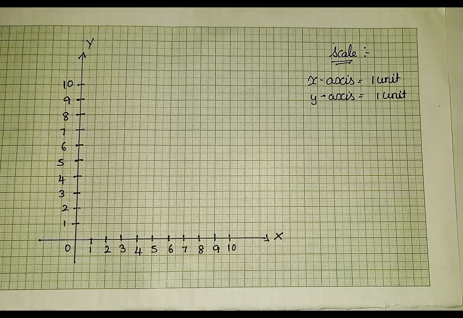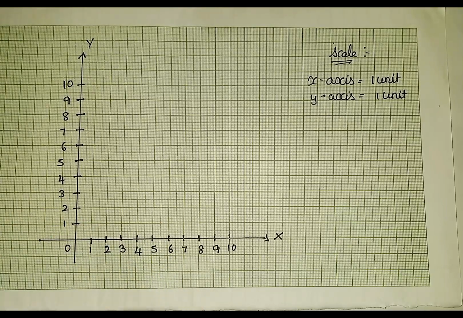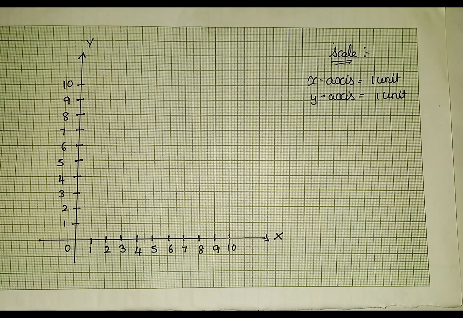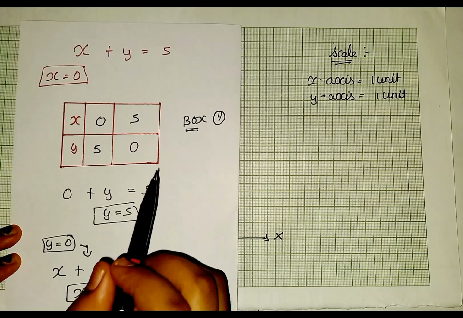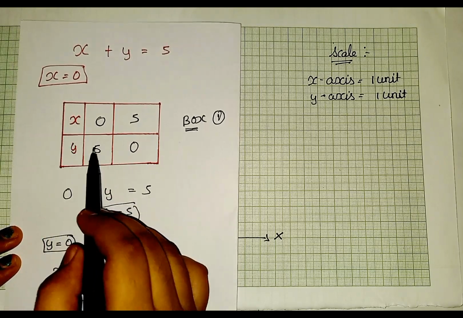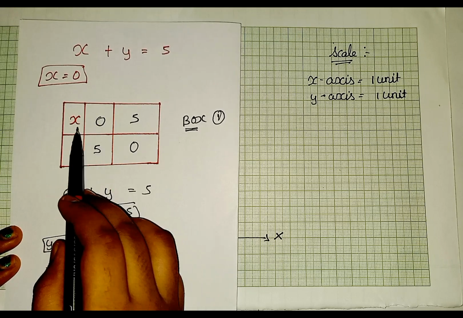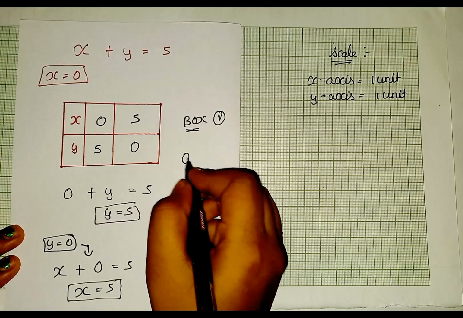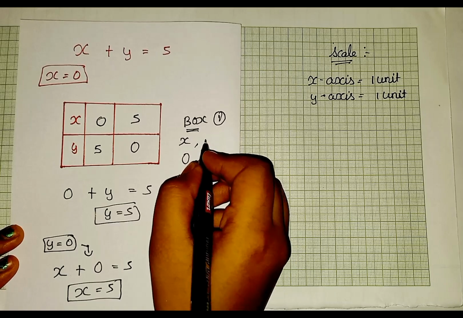Okay guys, so here you can see I just drew a graph. Here we are supposed to mark the points. You guys might be wondering which points. Here we just took box number 1, box number 2, right? So here we got few points for x axis and y axis. For the first value we got x as 0 and y as 5, isn't it? So 0 comma 5. So 0 is in x axis and 5 is in y axis.